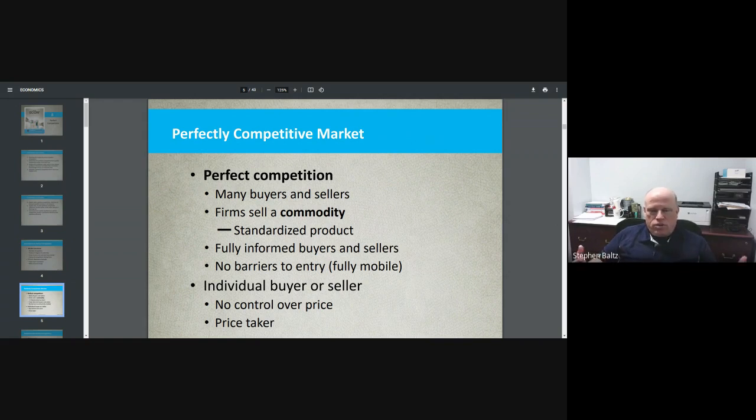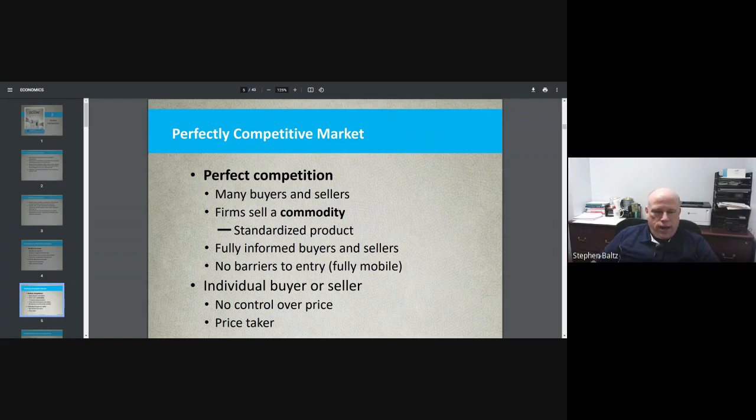And of course, I talked about this a minute ago, but firms can easily enter or exit the market. There are no barriers. There's no one firm that has control over the supply of a particular input into the production process, like you would have with a monopoly market structure. And it's very easy to enter and exit the market because there are no barriers there.